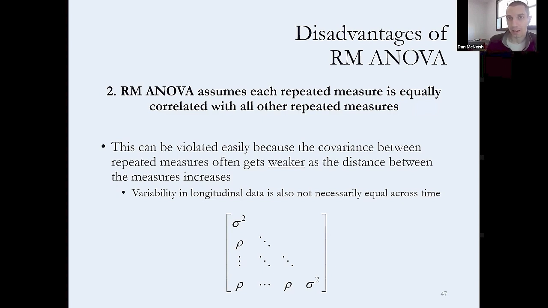We typically don't like this assumption because typically as time points get spread further apart, they become less correlated. So time 1 and time 9 are probably going to be less correlated than time 1 and time 2, just based on the distance between those repeated measures. This structure sometimes can hold if you have data that are collected fairly close together, but as your data get more spread out, it becomes less tenable to assume equal correlations between all the repeated measures.